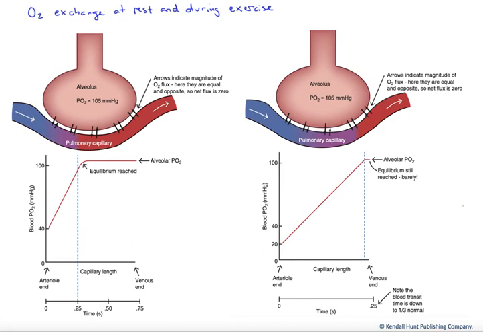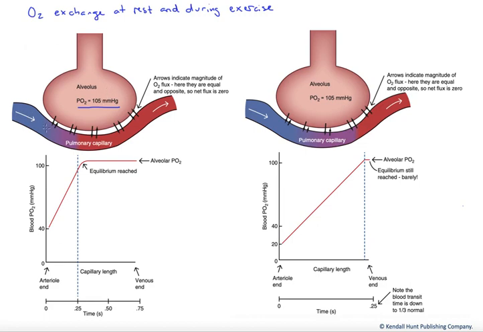In this series of figures, we want to look at oxygen exchange across the respiratory membrane, both at rest and during exercise. At the top here on the left, we have the resting conditions. And we see that our alveolar PO2 is 105 millimeters of mercury. This is maintained through resting ventilation.